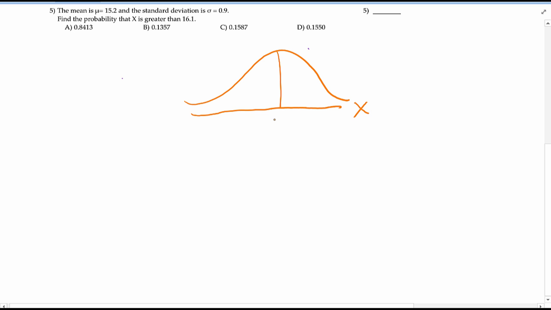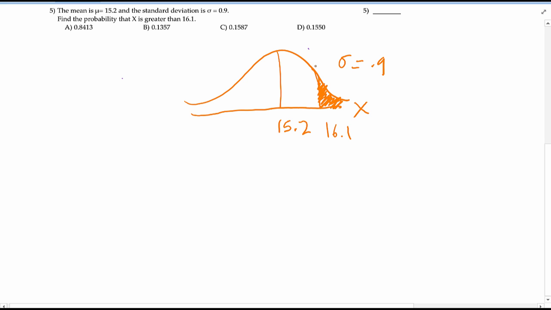So in problem number 5, we have a normal distribution. They told us at the top, a normal distribution. It is for a data set that is normally distributed with a mean equal to 15.2 and a standard deviation of 0.9. We want to find the percentage of values, or the probability, that if we get a random value from this data set, the value is going to be greater than 16.1. So we're really looking for this area right here.